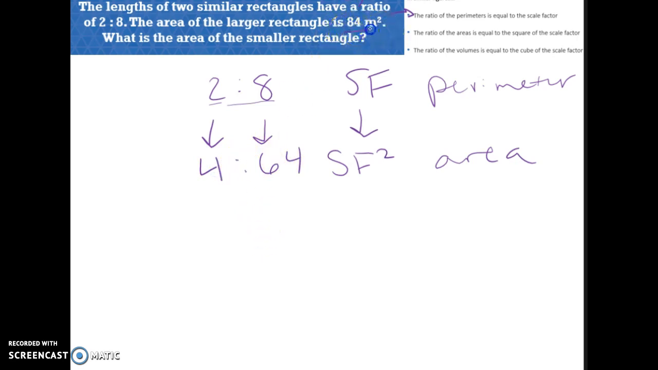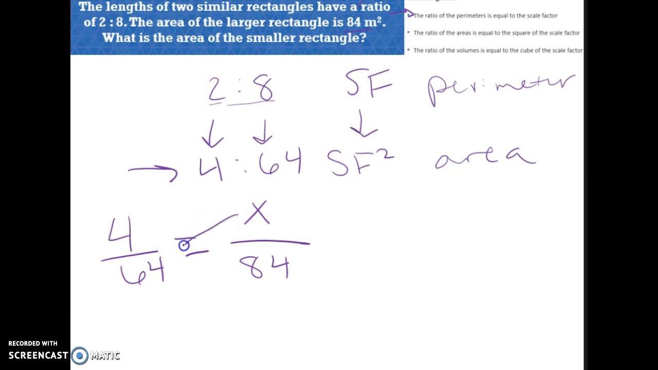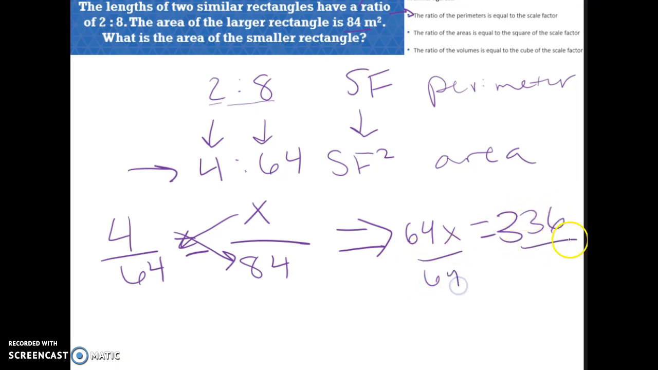Now I know the area of the large rectangle is 84, so we're just going to set up proportions just like we've been doing with other similar figures. But we're going to use this proportion that deals with area because we're dealing with area. The larger one is 84. We don't know the smaller one. We cross multiply and we solve. So we get 64x equals 4 times 84. And we get 336. We divide by 64 on both sides. And we get 5.25 for the area of the smaller rectangle. That would be in meters squared.